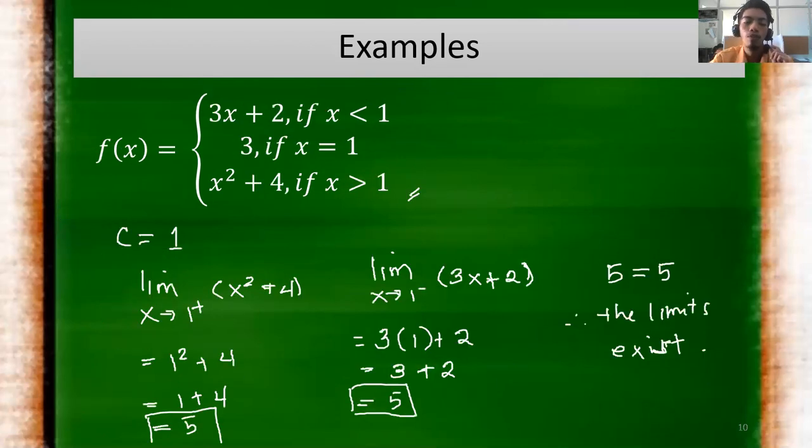In example number 5 naman, so kinuha natin yung right hand limit, okay? That is 5 and the left hand limit is also 5 and they are equal, which indicates that the limits exist. So ganun lang siya. Kapag nag-equal, nag-exist. Kapag hindi, not exist. Okay? So yun lang naman.